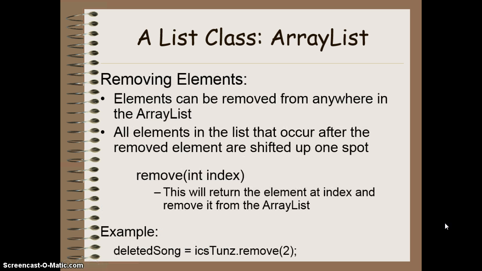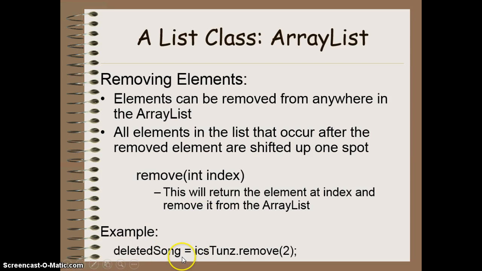You can also remove elements from an array list. You do this by using the remove method, and you provide the index of the element you want to remove, and it will return that as an object. Once you've done that, all elements that were after this element are going to be shifted upwards.